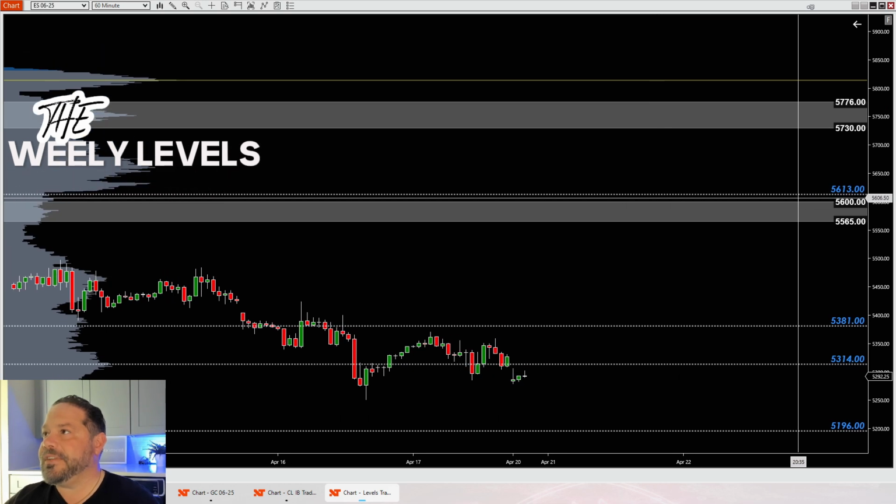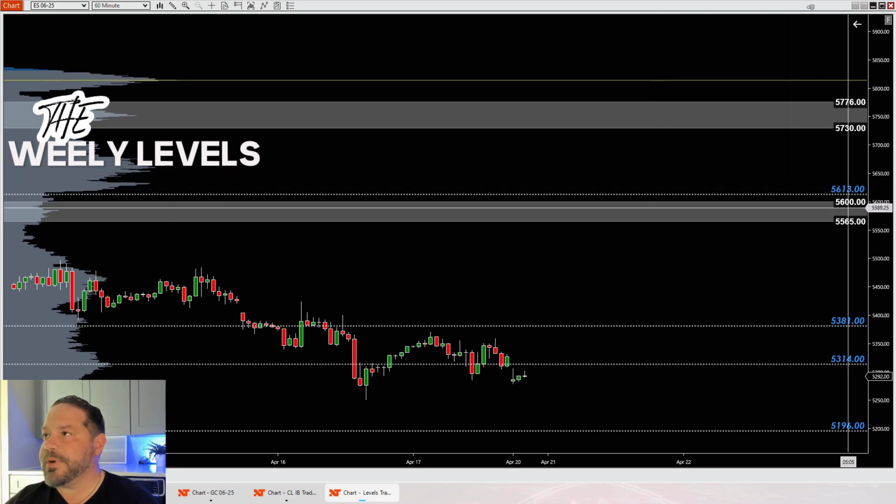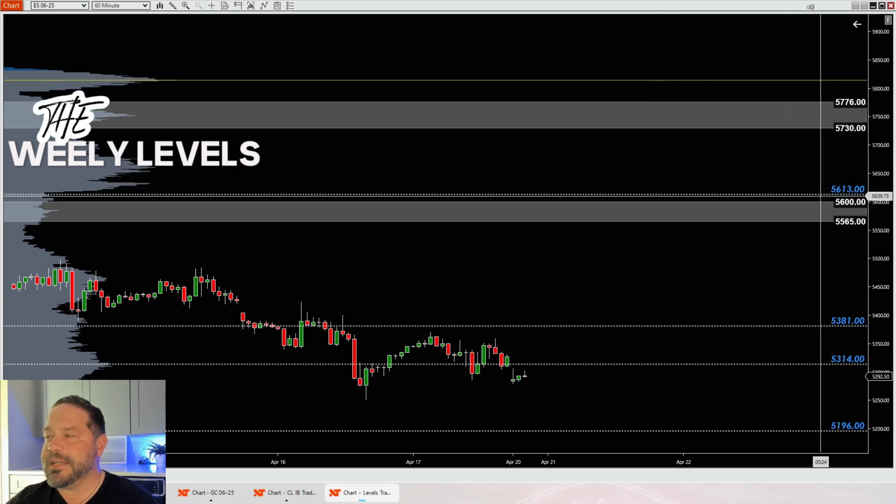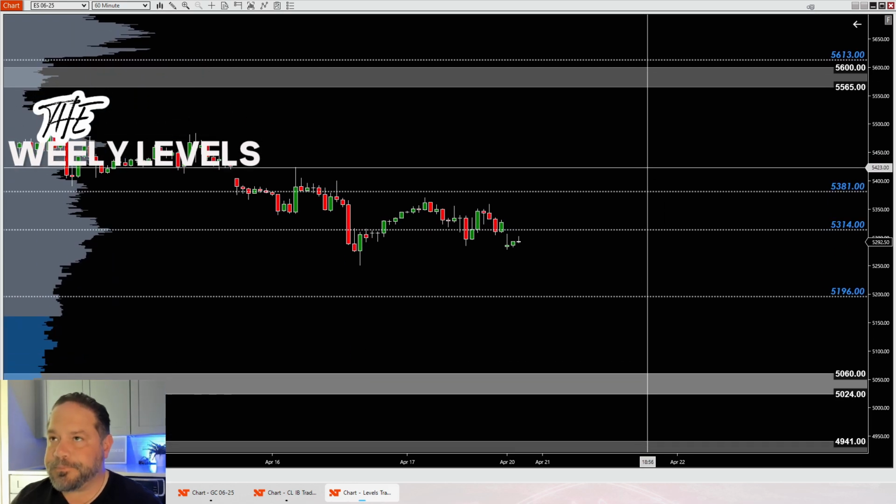And 56.13, which is right above this band at the 5600. So those are the tradable lines that I'm looking at. This is on the weekly time frame. You've got the bands, you've got the tradable levels, and then after that is looking at it on the daily picture.